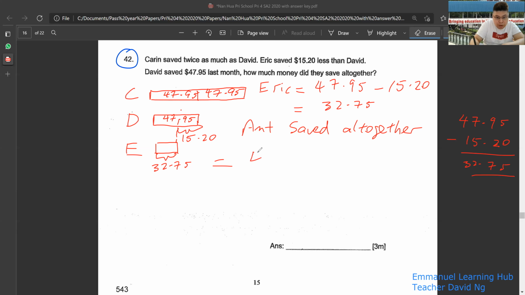But a better way will be 47.95 times 3. Times 3, you get this 3. Then plus 32.75. Then 95.90 plus 47.95 plus 32.75. So what's the answer?